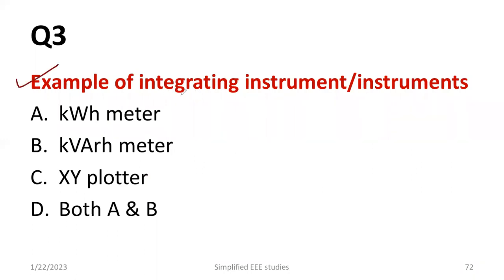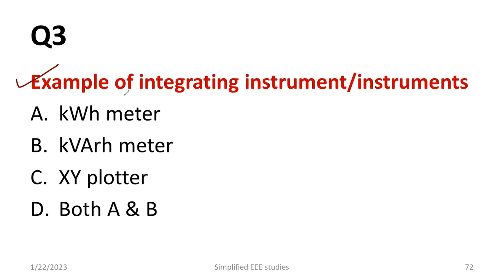Question number 3, example of integrating instrument or instruments. We studied indicating instruments, recording instruments, and integrating instruments. Examples of indicating instruments are ammeters and voltmeters. If I talk about integrating instruments, you can say the energy meter, also known as the kWh meter. Then the kVARH meter to measure reactive energy. These are called integrating instruments. Integrating means power into time, that is, time integration, summation. Then recording instruments like the XY plotter, CRO, are all called recording instruments.